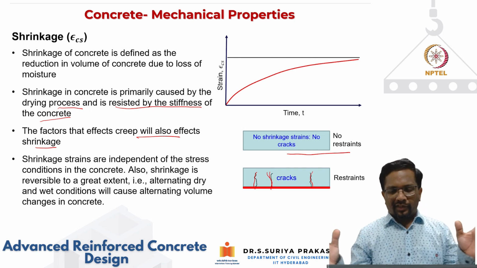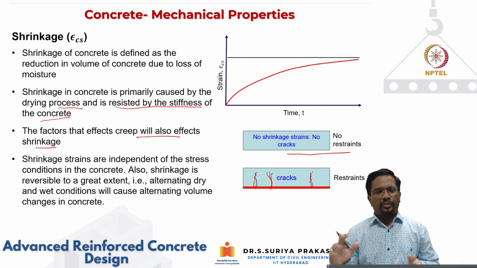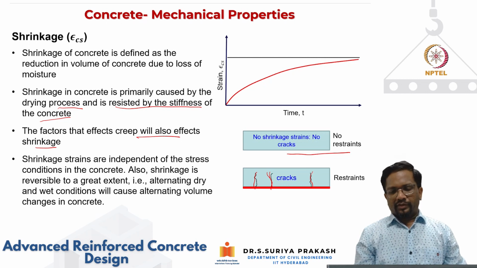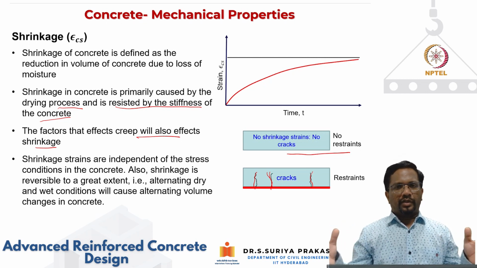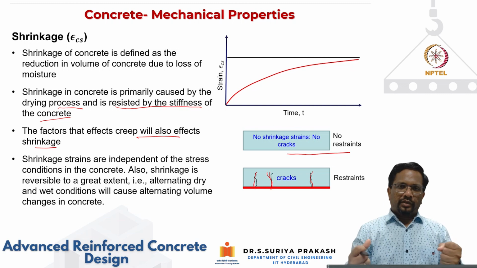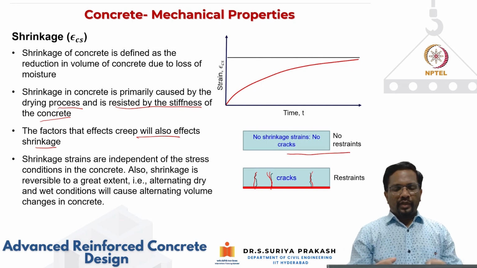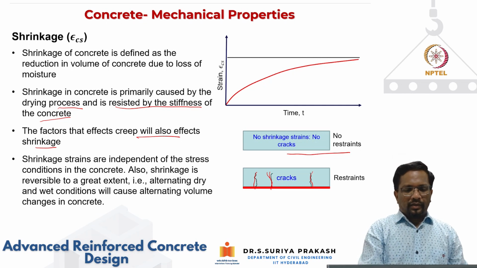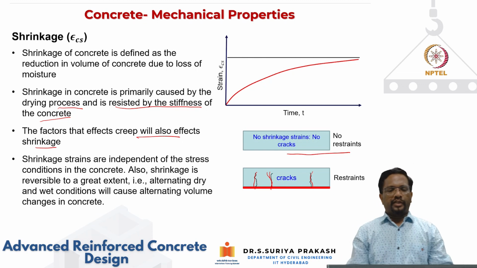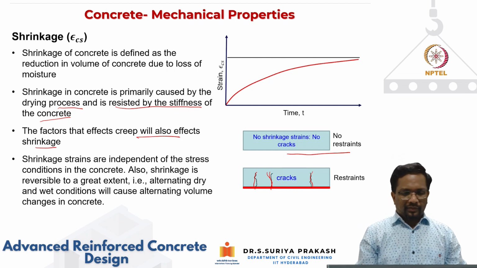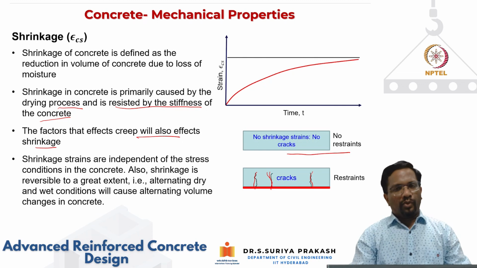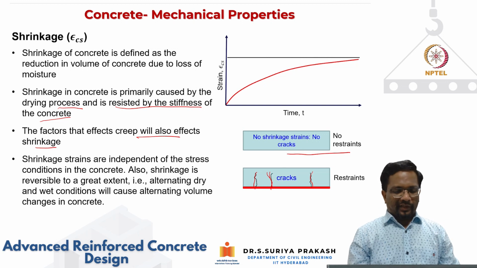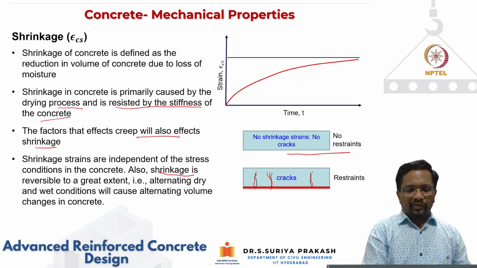When you have free shrinkage, everything is shrinking uniformly and there is no problem. But in reality, all the structural members are interconnected, so you will always have restraints. When concrete tries to shrink, the other connecting elements will not allow it to shrink freely, so it will develop restraint and you will develop tensile stresses. Shrinkage strains are also independent of the stress conditions in the concrete. Even if there is no load, the concrete can undergo shrinkage, develop strain, and develop cracks.